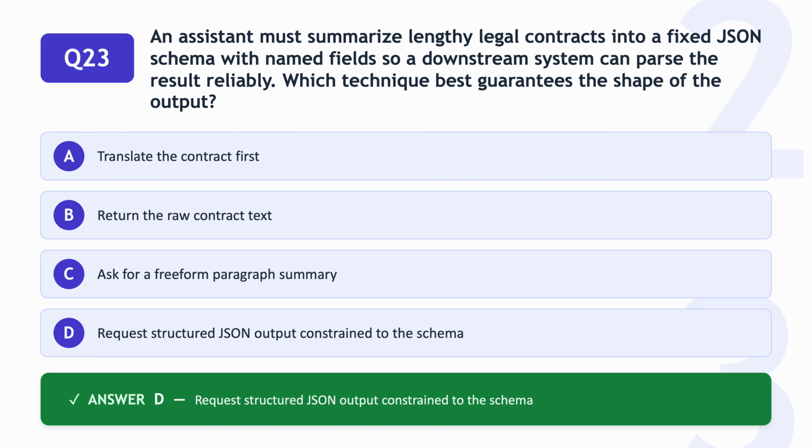Why D is correct. The requirement is to summarize legal contracts, produce a fixed JSON schema, and ensure a downstream system can parse the result reliably. The best approach is to use structured output, sometimes called JSON mode, schema constrained output, or structured generation. So the model is required to return fields that match a predefined schema.